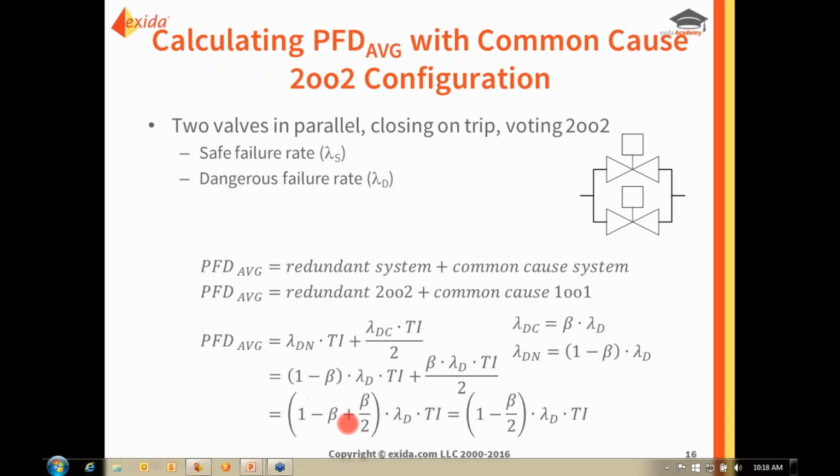And then if we solve that, what we see is that for an average probability of failure on demand for a 2 out of 2 configuration, the equation is 1 minus beta divided by 2 multiplied with the dangerous failure rate multiplied with the test interval.